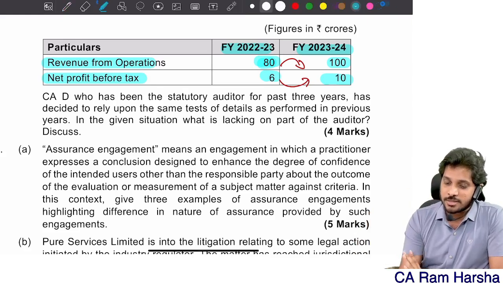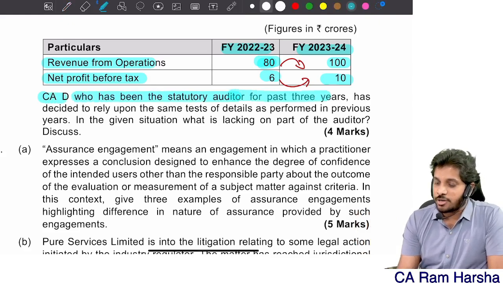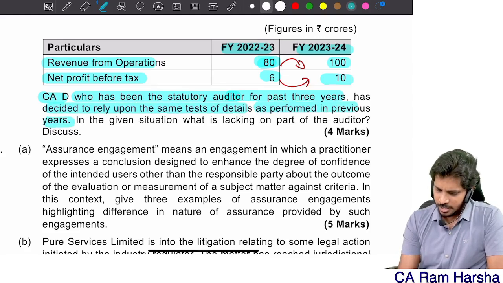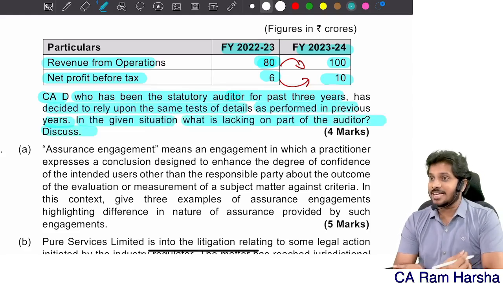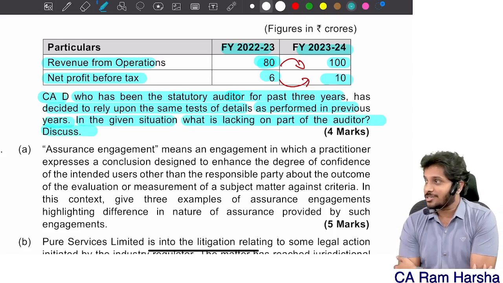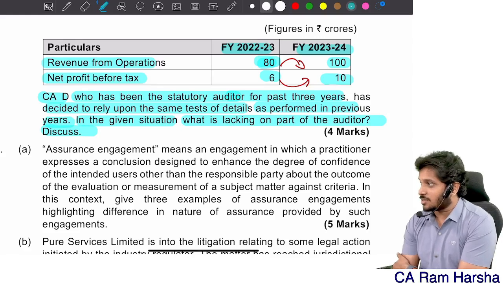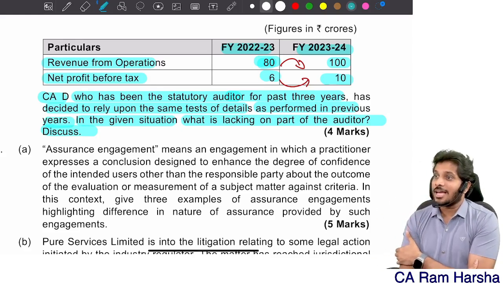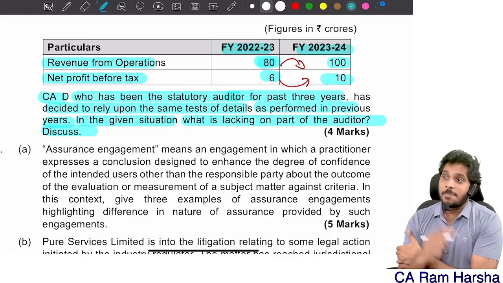Now look at this. CAD, who has been statutory auditor for the past 3 years, has decided to rely upon some tests of details performed in the previous year. In the given situation, what is lacking on the part of the auditor? Analytical procedure he needs to perform. The auditor has to perform analytical procedure. He is doing tests of details, the same tests of details. Along with that, you should also perform what?